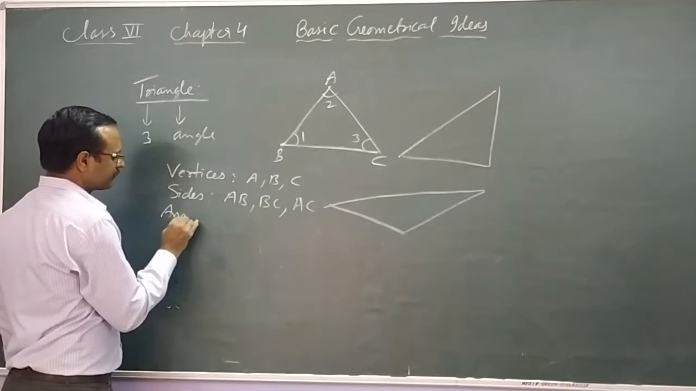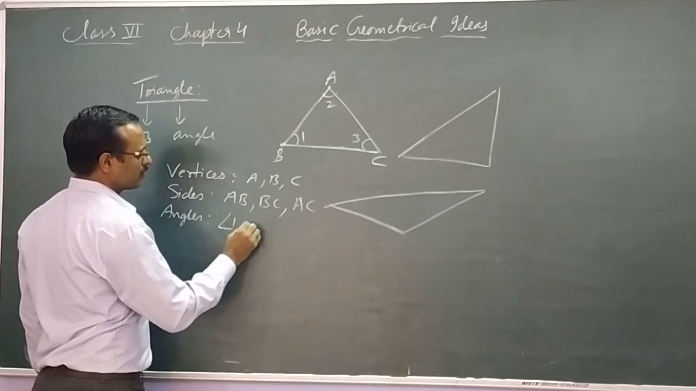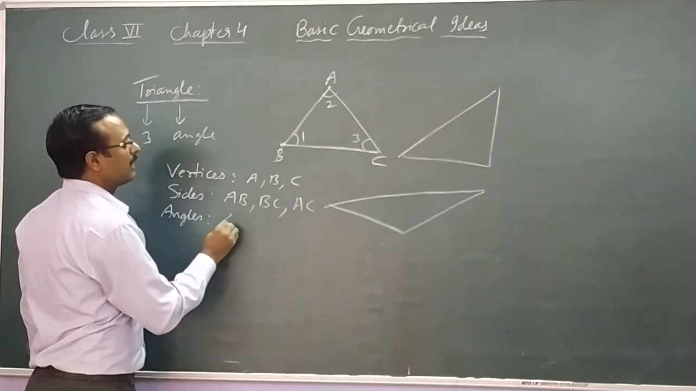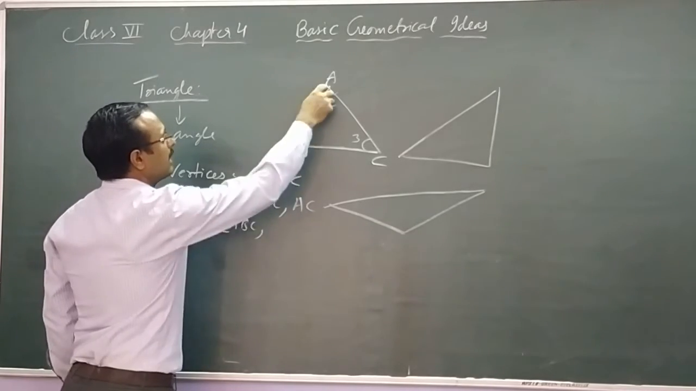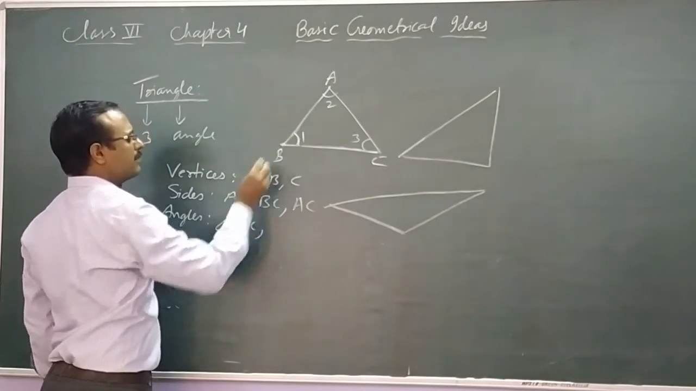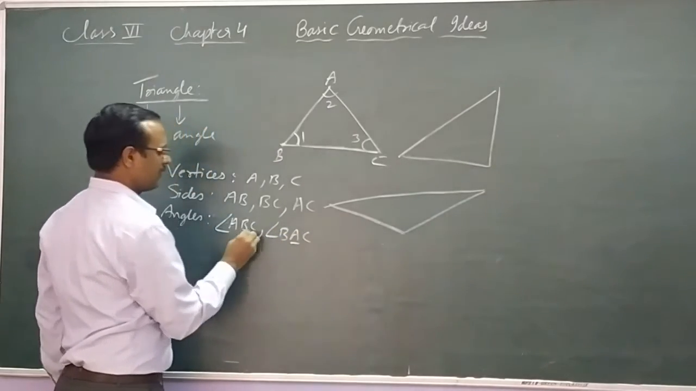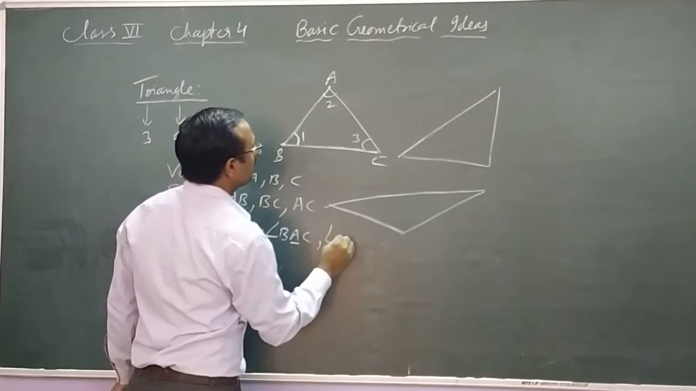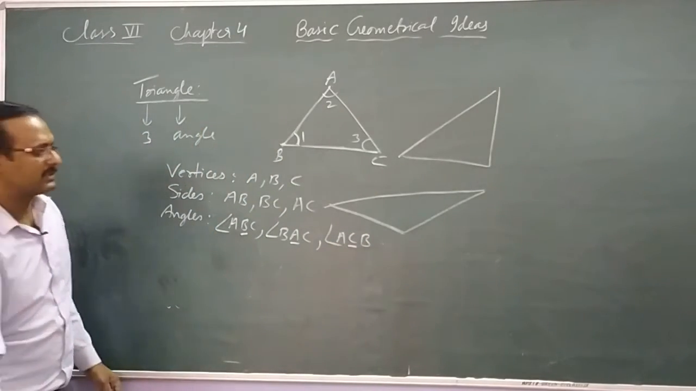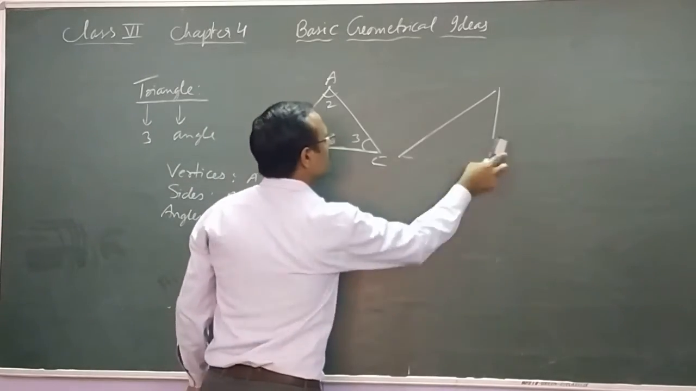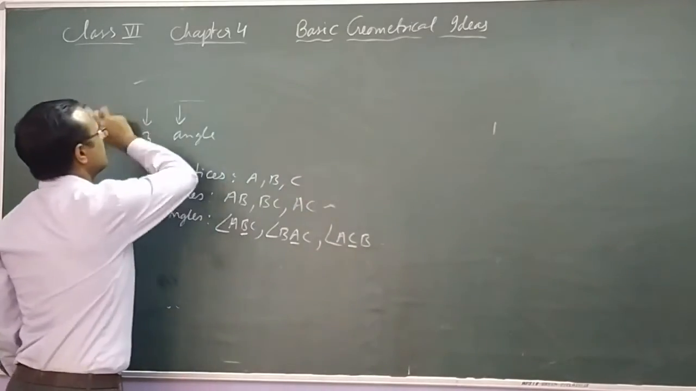Angles, so what are the angles? Angle 1, you can also name it differently. Angle ABC if you want to denote angle B. Angle BAC, that is angle A, and angle ACB for angle C. So these are the components of a triangle, and it is one of the important polygons.